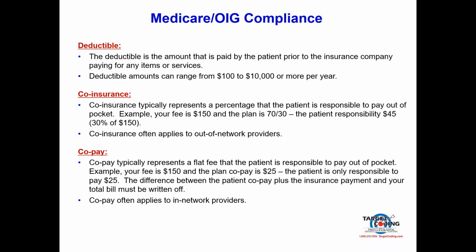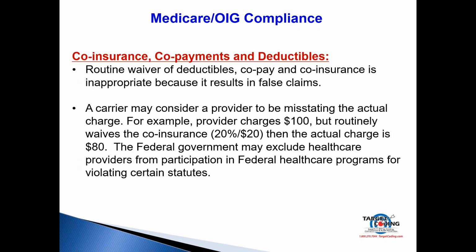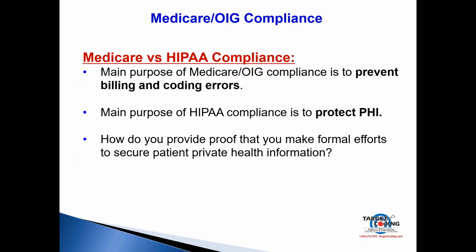But basically, the deductible is the amount that the patient has to pay prior to the insurance company kicking in. Co-insurance is usually for out-of-network providers. You must attempt to collect the co-pays, deductibles, and co-insurance. Co-pay is typically in-network. Routine waiver of deductibles and co-pays could result in false claims. That could be a big problem.